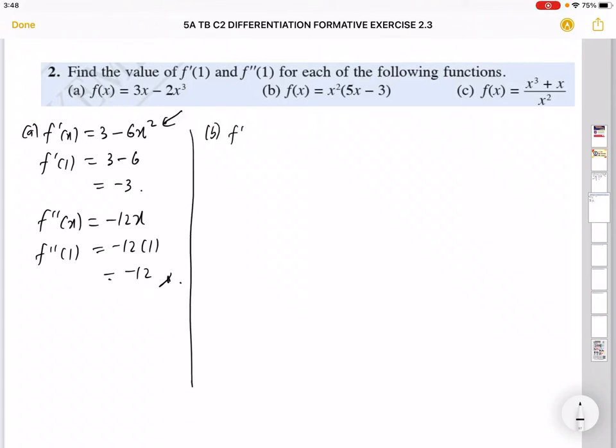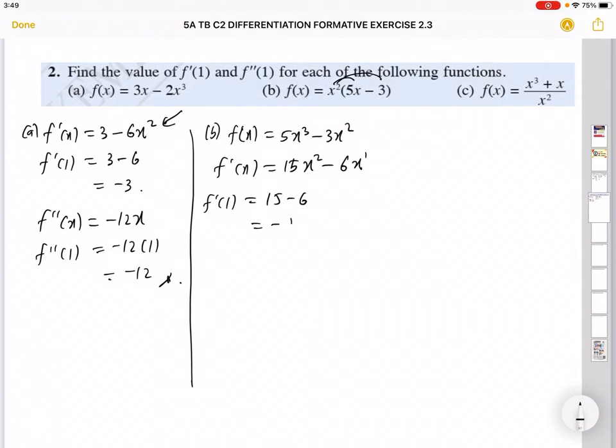Part B, I think it's easier to expand the bracket first. So I multiply inside, I get 5x cubed minus 3x squared. When I differentiate this, I will get 15x squared, and 3 times 2 is 6, copy x, reduce the power by 1, this is 6x power 1. When I put 1 inside, I'll get 15 minus 6, which is just 9.